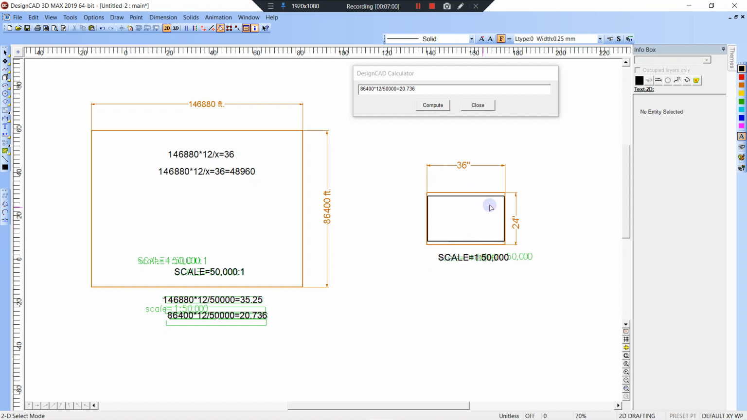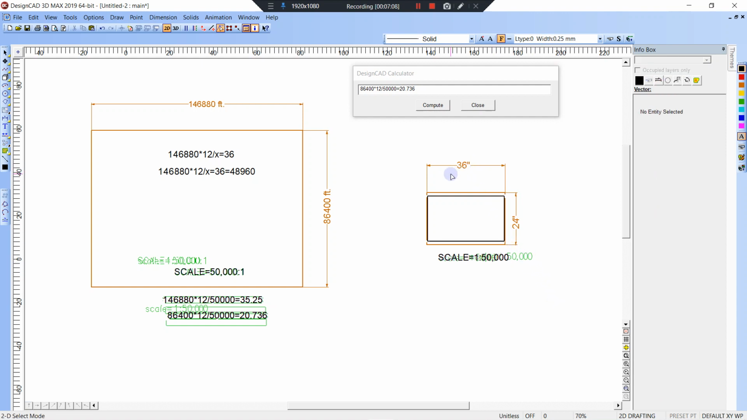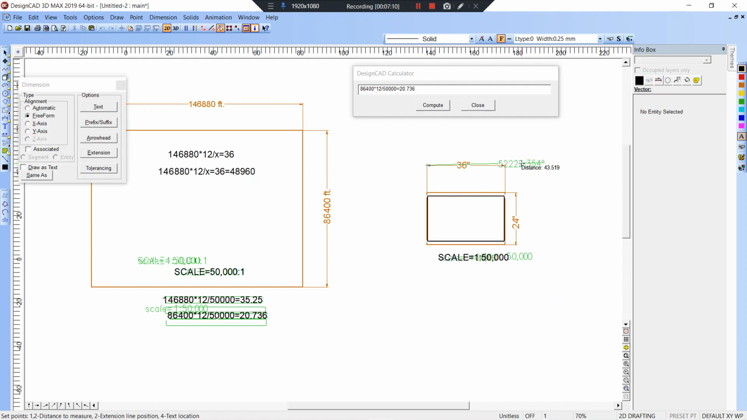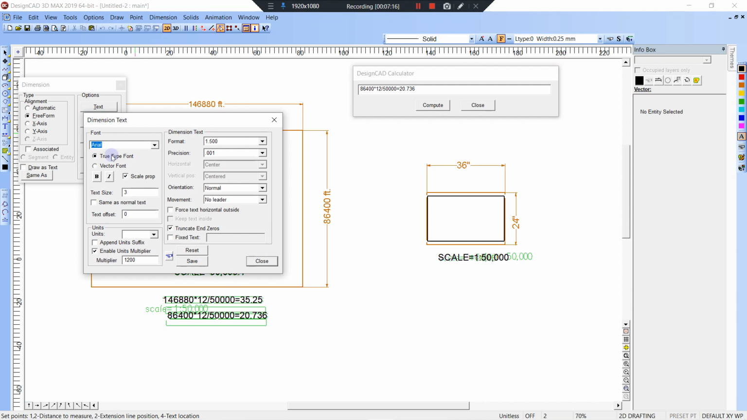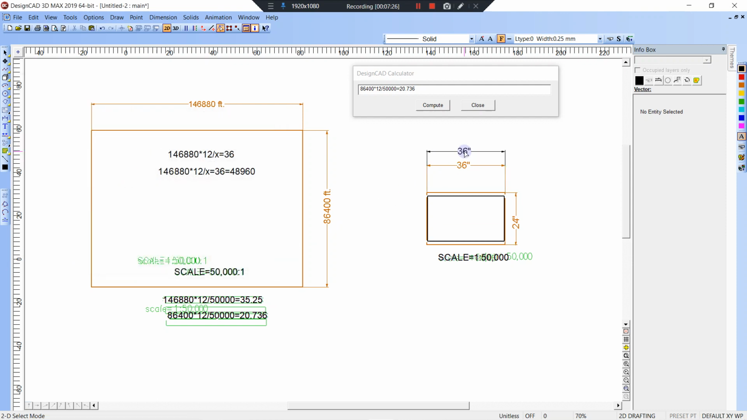So we could do the area. Let me just show you the area. Let's say they're giving you the area, and this is actually to scale, right? So let's check and make sure. Yeah, of course. Text 1, just to get rid of the multiplier. Close. Yeah, 36 inches.